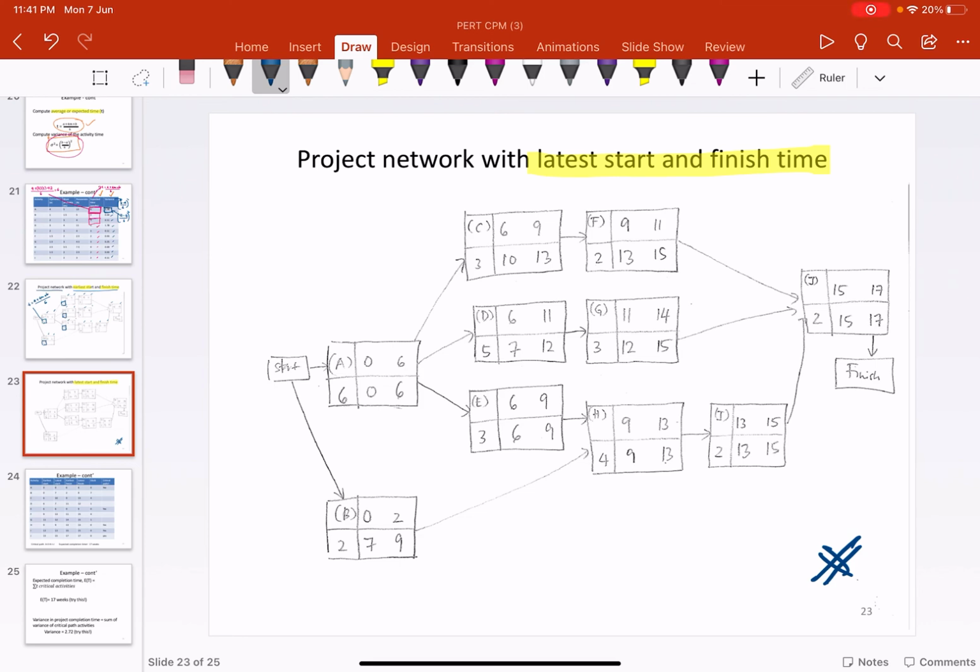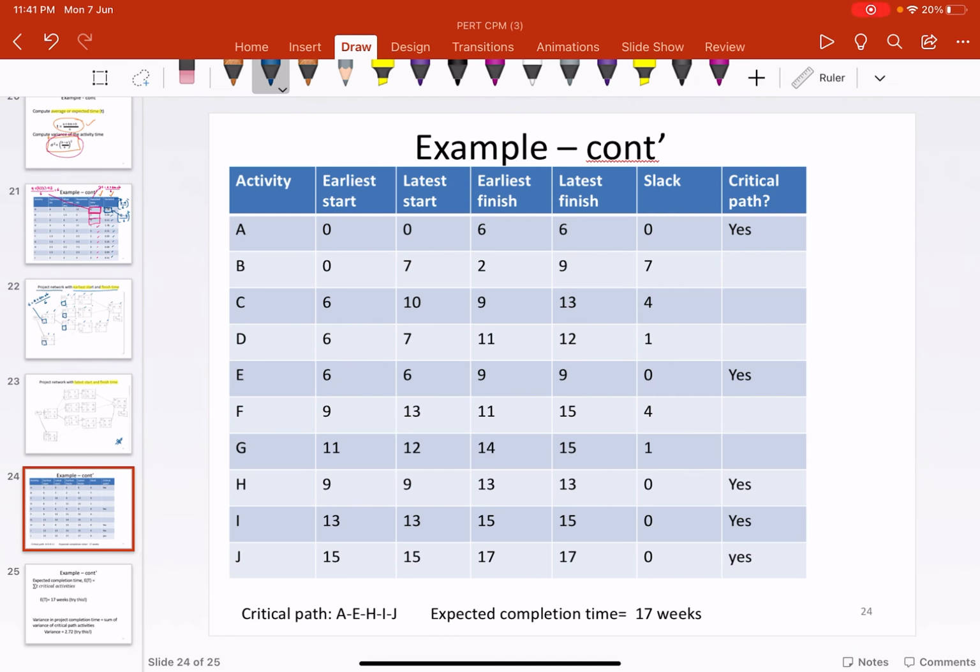Then you must carry on with how to get the critical path. If you still remember, the critical path is found by having the slack, and the slack that shows 0 is all the critical path. So the critical path for this project is A, E, H, I, and G.